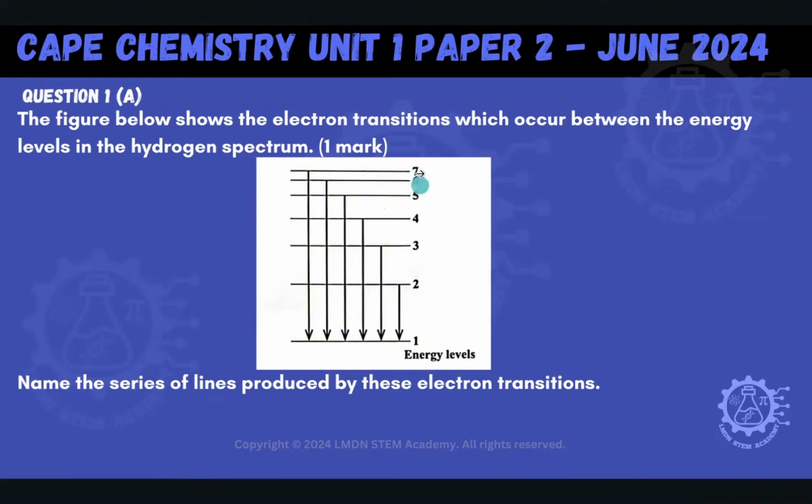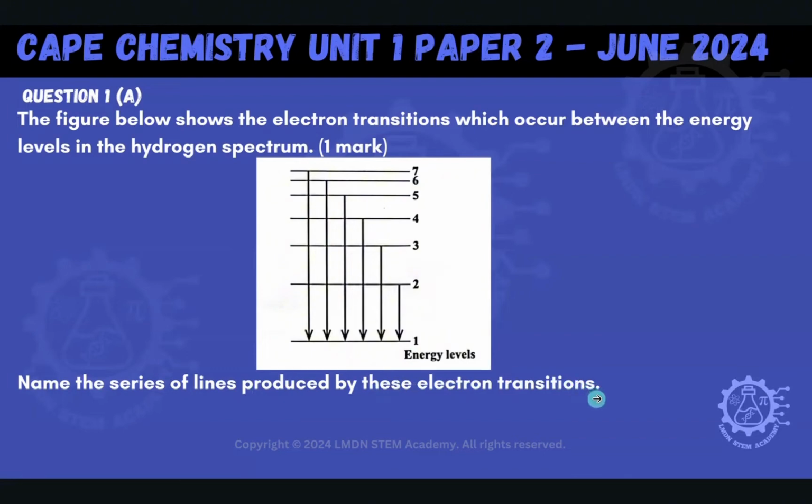And if we look at the figure, we see that there are 7 energy levels drawn on this figure. And what we see is that all of the arrows are ending up at the n equal 1 energy level. So we have an electron that's falling down from 7 to 1, 6 to 1, 5 to 1, 4 to 1, 3 to 1, and 2 to 1. So this is a hydrogen emission spectrum. And so we're being asked to name the series of lines produced by these electron transitions.